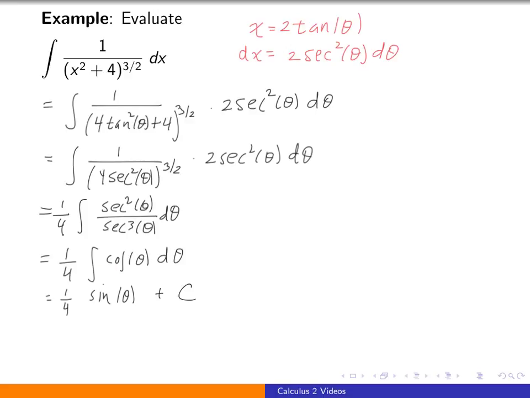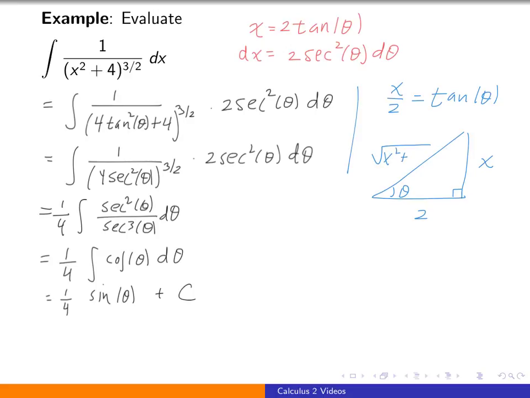What we need to do at this point is rewrite in terms of that original variable x. As we saw in our previous video, in order to do so, we take our trigonometric substitution and use that to draw a corresponding right triangle. So we have x over 2 is equal to tangent of theta. For our right triangle, we'll label the theta. Tangent of theta is x over 2. And to determine the length of the remaining hypotenuse, we use the Pythagorean Theorem. So the square root of x squared plus 4.